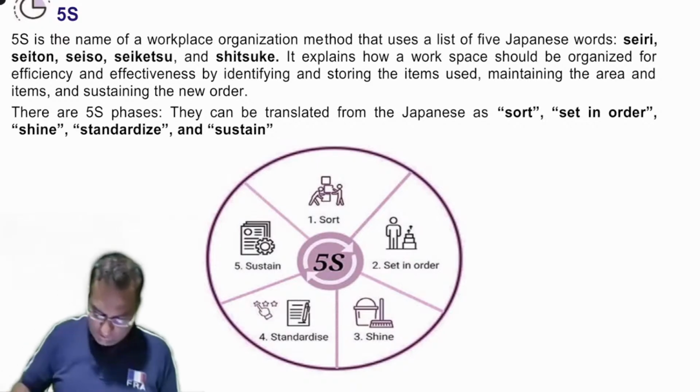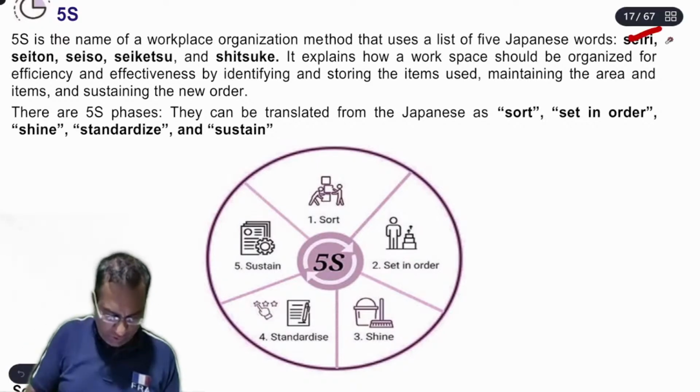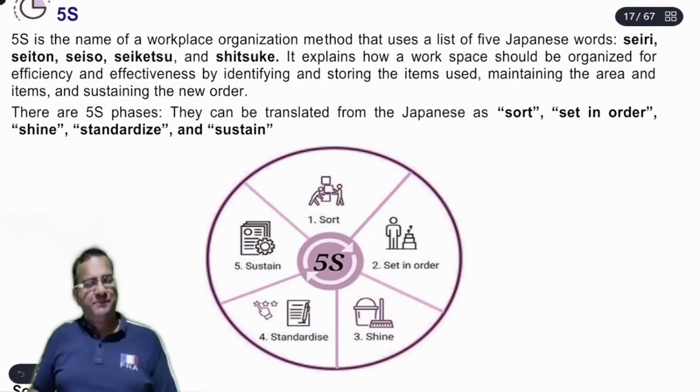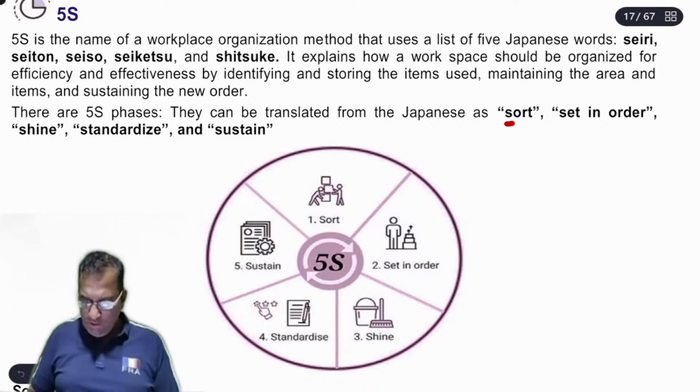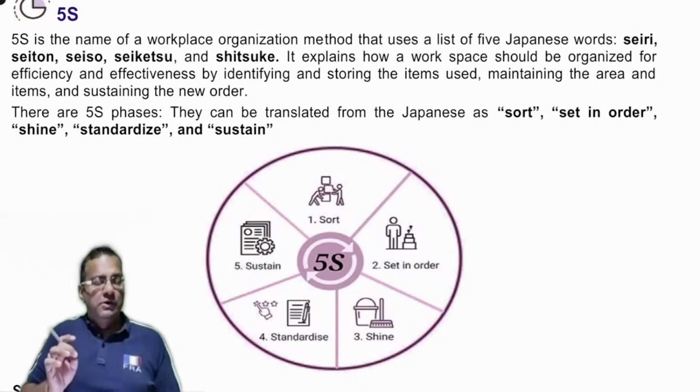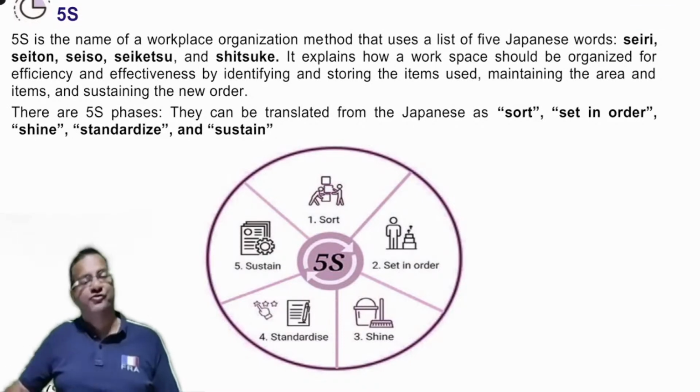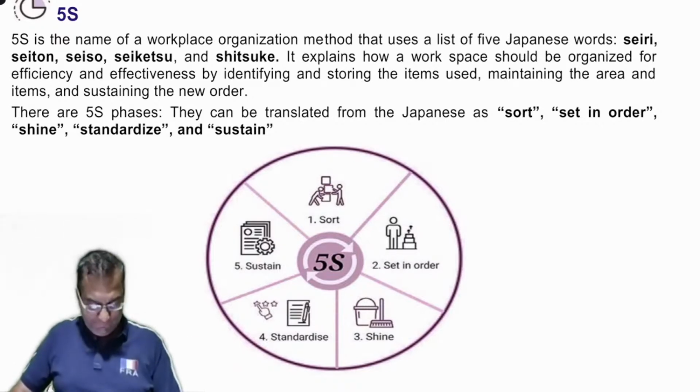Okay, so the Japanese terms are Seiri, Seiton, Seiso. You don't have to mug up the Japanese terms. Simply for examination purpose, you should know the English meaning of the Japanese words, and those are sorting, set in order, shine, standardize, and sustain. Now let's start one by one. Before that, please write down.